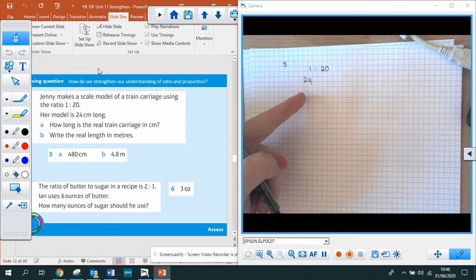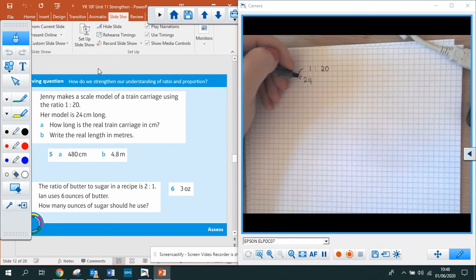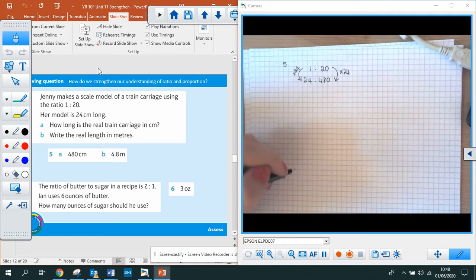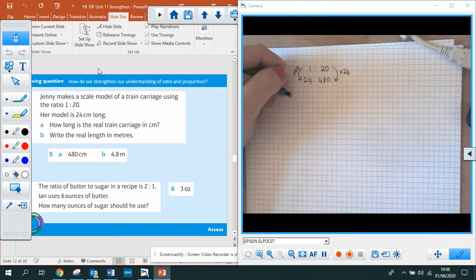So how do we get from 1 to 24? We multiply by 24. Therefore, I need to multiply 20 by 24, and that gives me 480. So for part A, the answer is 480 centimetres. Okay, so I gave you it in centimetres. It said it was 24 centimetres long.